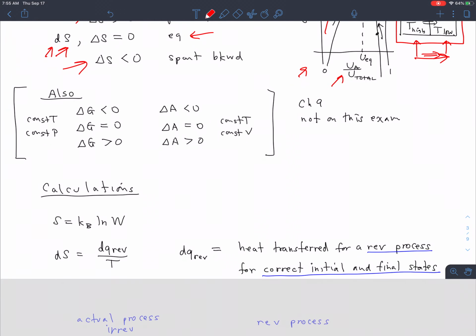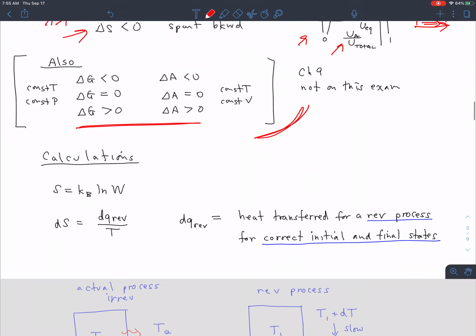Yes, I have mentioned this a couple times already, but all these other new quantities that we have talked about but haven't done much with yet, that's from Chapter 9 and not on this exam.